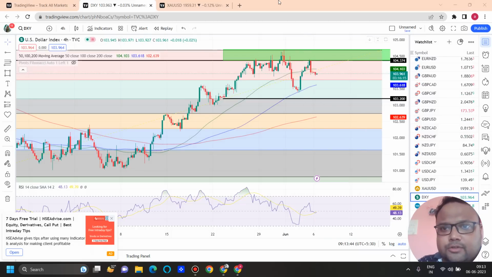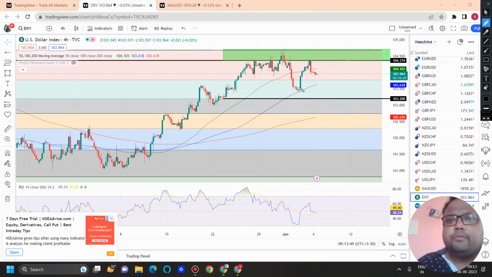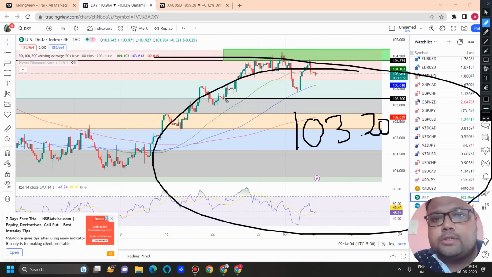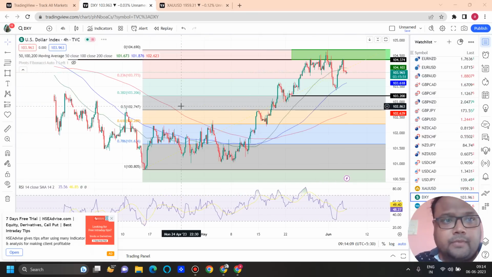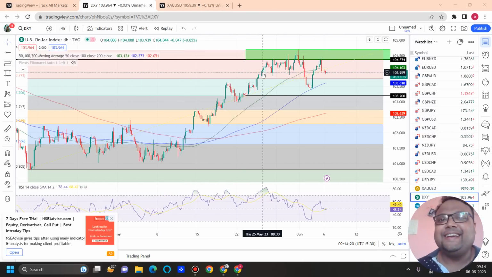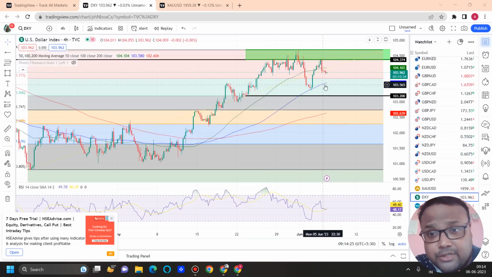So if the fall continues on DXY, obviously the first support will be the 100 moving average, the blue line. The 100 moving average last time also acted as a dynamic support, so again we can expect that the 100 moving average will try to rescue. But in case the 100 moving average fails, then we have the next support around 103.20 because of the Fibonacci 38.2% retracement level. I got confused with 38.2 and 61.8. Anyways, the first support is the 100 moving average here.